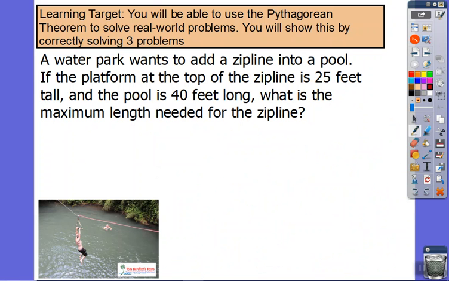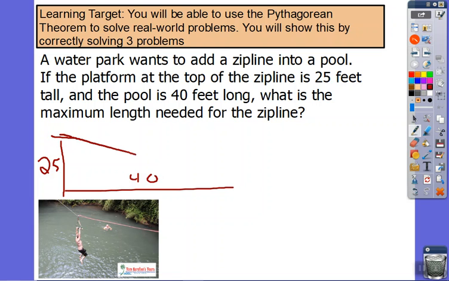A water park wants to add a zip line into a pool. If the platform at the top of the zip line is 25 feet tall and the pool is 40 feet long, what is the maximum length needed for the zip line? Actually, we should probably say the minimum, because it would be good to have a little bit extra on the zip line. So here we have our A, our B, and we're looking for C.